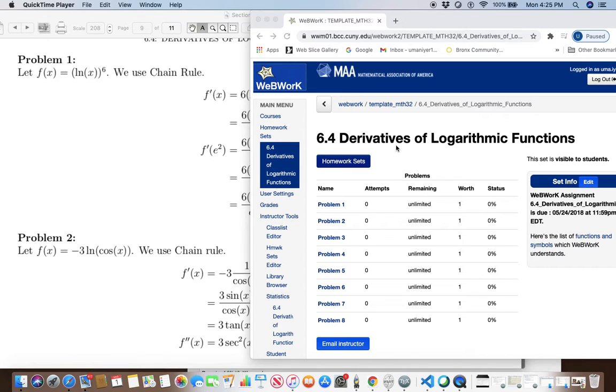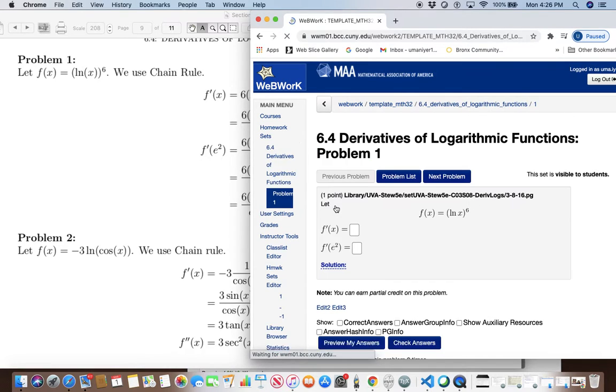Section 6.4, Derivatives of Logarithmic Functions, WebWork problems. Problem 1. Let f(x) equals (natural log x) to the power 6. Find its derivative, and evaluate its derivative at e squared.